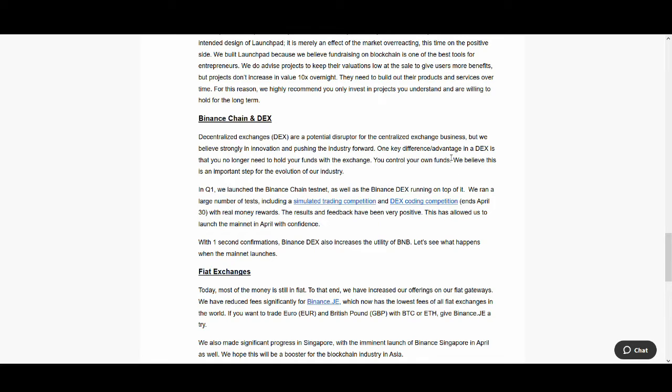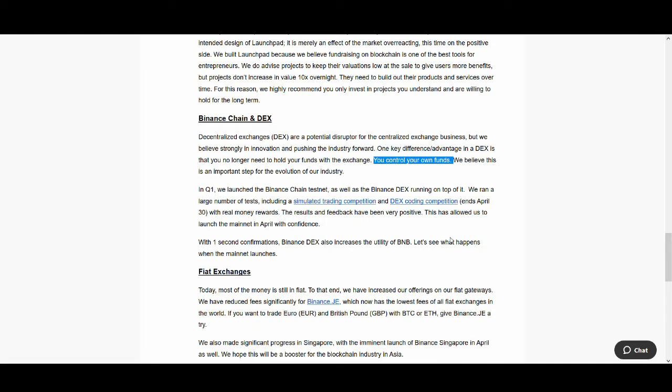So one key difference and advantage in DEX is that you no longer need to hold your funds with the exchange. You control your own funds. That is something that I really like. Hopefully they'll deliver on their promise. They've launched the testnet.